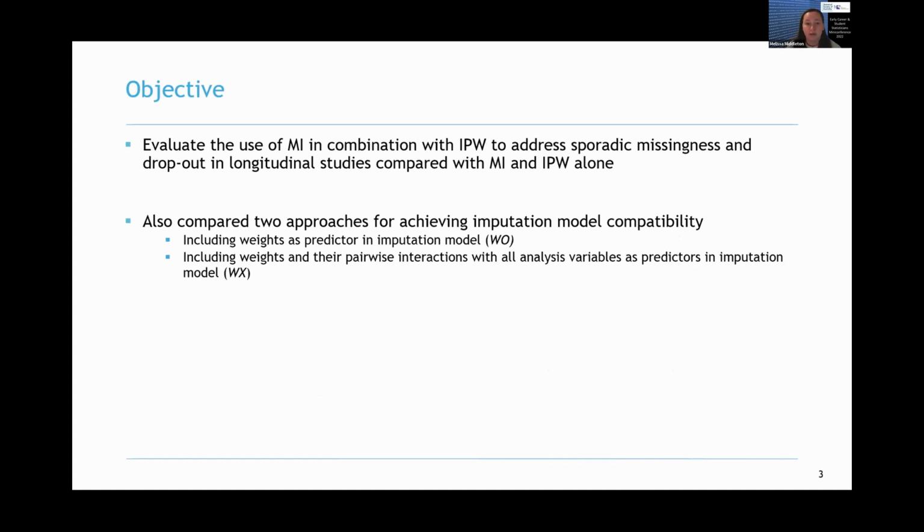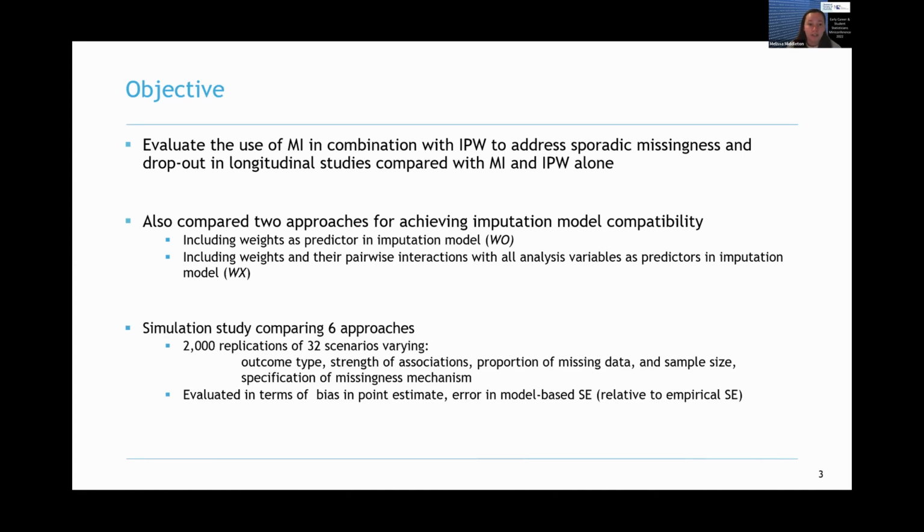Now, within this combined approach, we also need to think about something that we refer to as imputation model compatibility. What this simply means in this context is that the weights from our analysis model need to be incorporated into our imputation model. And it's a bit unclear how to do that, so we did consider two different approaches for incorporating those weights, and I have them listed on the slide here.